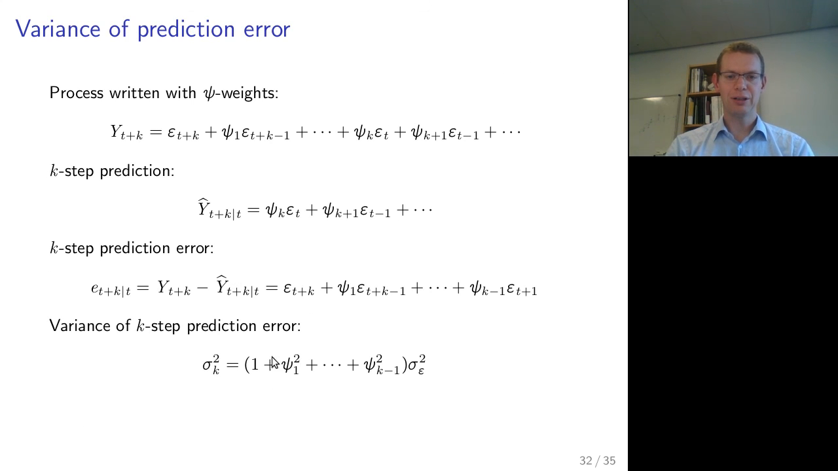The definition here is that it's only the future epsilons that are unknown. All the epsilons up to epsilon t are known from what we did on the previous slide. So we have to look at the contribution from all the future epsilons. What we will end up having is a 1 multiplier on sigma epsilon square, and then psi 1 square and so forth down to psi k minus 1 square. This is exactly the same thing we did for the AR1 model.